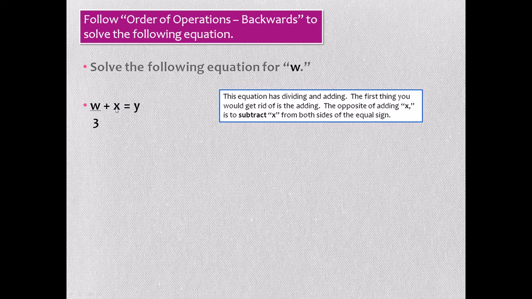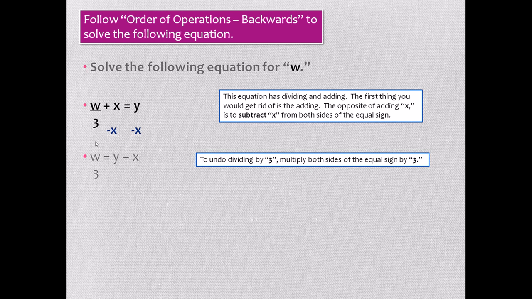And the opposite of adding an x is to subtract the x from both sides of the equal sign. So I'm going to subtract an x from this side of the equal sign and over here. So w divided by 3 equals y take away x. Well, this isn't too bad. I know what the opposite of dividing by 3 is. That's right. It's multiply by 3. So I'm going to multiply the entire side over here by 3 and this entire side. Remember, you have to do the entire side.